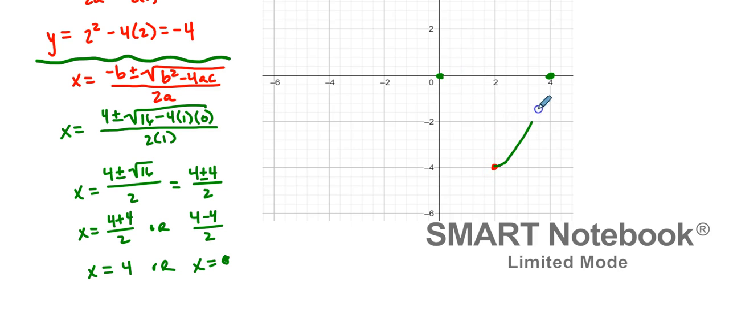And then we graph it. It comes from the vertex up through the root. From the vertex up through the other root. There's my parabola for this one.